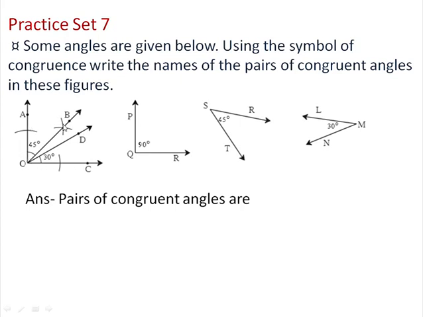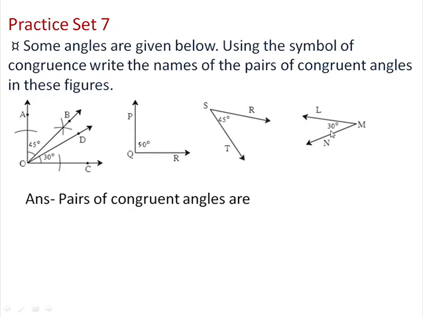Measure of angle AOB is 45 degrees. Therefore, measure of angle BOC will also be 45 degrees. Now, therefore, measure of angle AOC will be double of angle AOB, that is 90 degrees. It means angle AOC will be right angle. Here, angle DOC is given 30 degrees. Angle PQR is of 90 degrees. Angle RST is of 45 degrees and angle LMN is of 30 degrees.